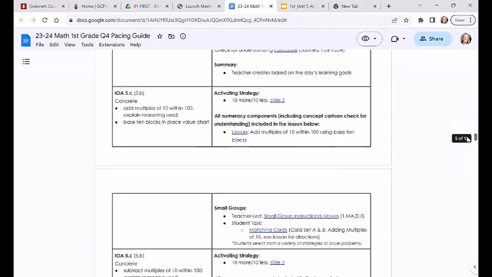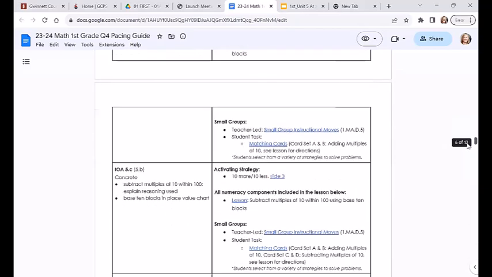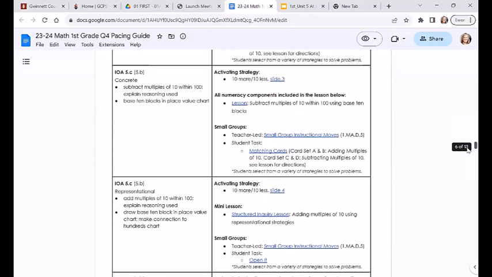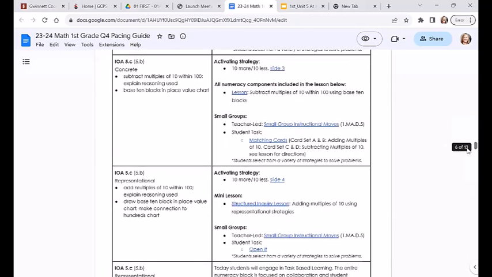Next, we see that we have reached IOA 5C, which is adding and subtracting multiples of 10 within 100. Students will begin this work with base 10 blocks and then progress to representational strategies like drawing base 10 blocks. And on this day, I want to point out this structured inquiry lesson.